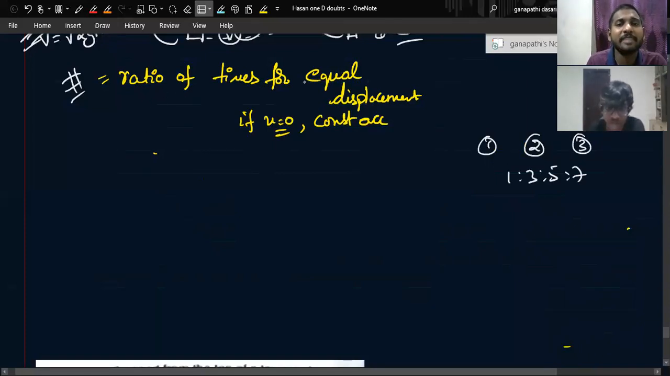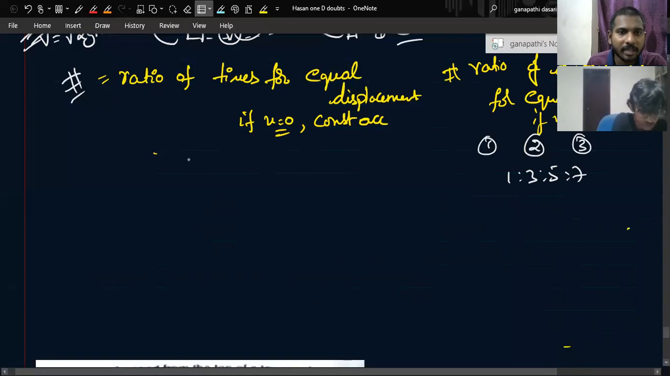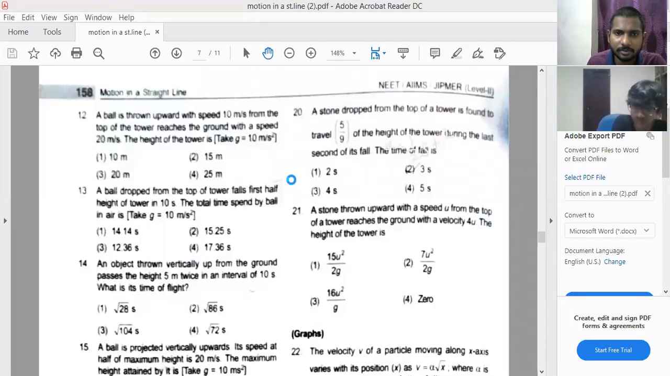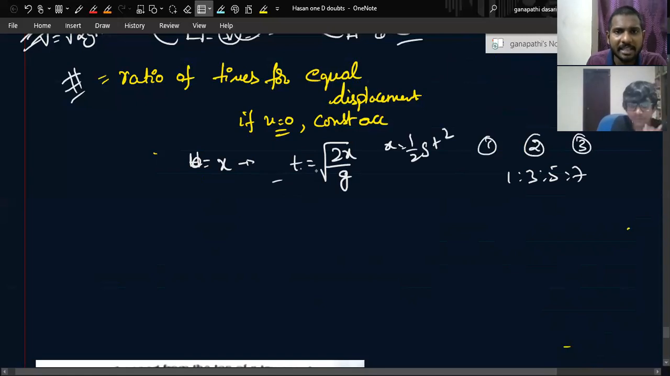Next, ratio of times for equal displacements. Equal displacements is what? First will be h for some x. So the answer will be what? Time is root 2x by g. Is it okay? Because x is equal to half g t square, so t is equal to root 2x by g. You got it? So t1 is root 2x by g.